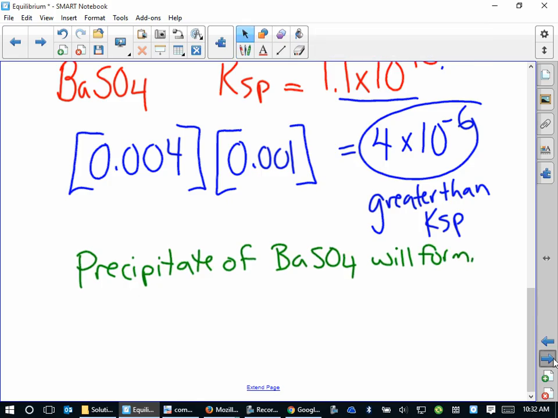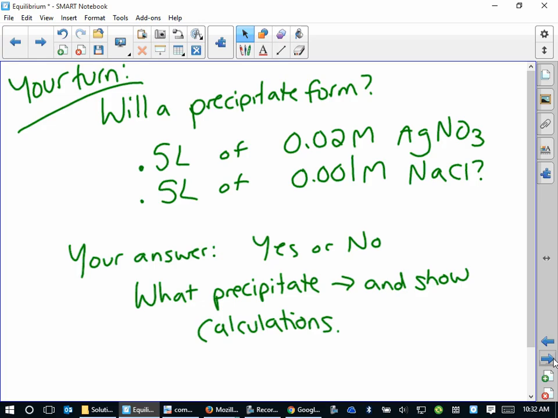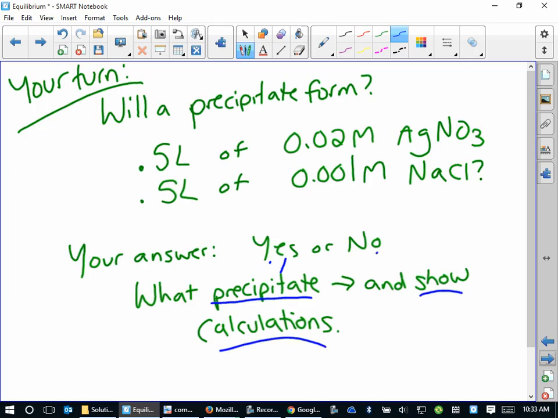What you get to hand in is this next question here. Will a precipitate form with half a liter of 0.02 moles per liter of silver nitrate and half a liter of 0.01 moles per liter of sodium chloride? Your answer, you need to tell me either yes or no if a precipitate will form, what precipitate will form if it's yes, and either if it's yes or no, you need to show the calculations to show how you came up with that answer. So it's very similar to the example I just did. Shouldn't be too difficult. Just send me an email or a text if you have questions.